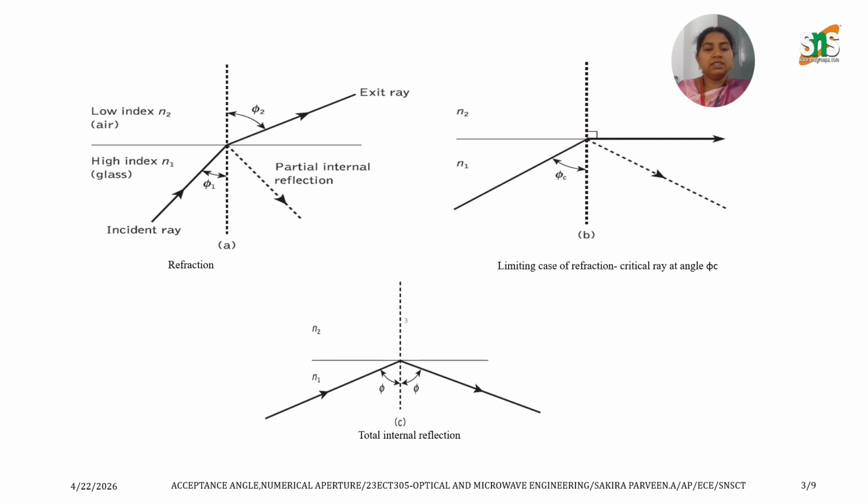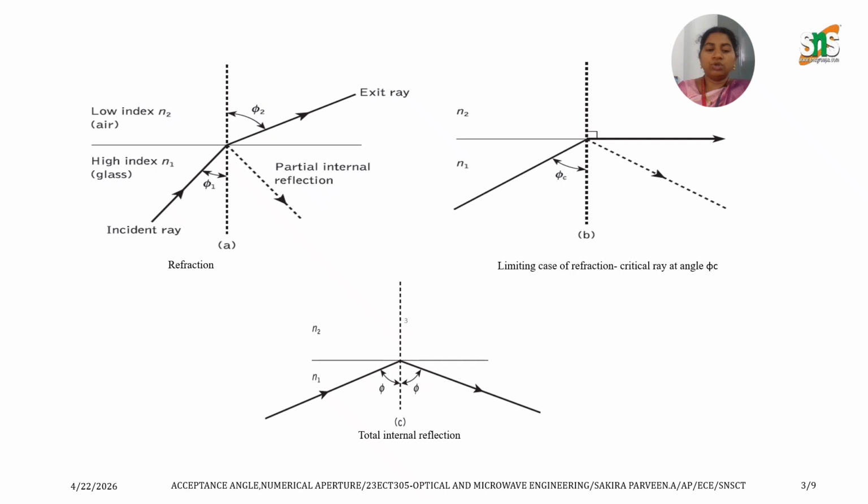See these diagrams. First is about the refraction, the limiting case of refraction, and then reflection. When the ray is incident on a medium, it gets refracted, but only a partial amount of the ray gets refracted. So it is partial internal reflection. In the next diagram, the limiting case of refraction, when the ray falls at 90° to the normal, the refracted ray grazes along the boundary. That is the critical angle phi c. The angle at which this happens is said to be the critical angle.